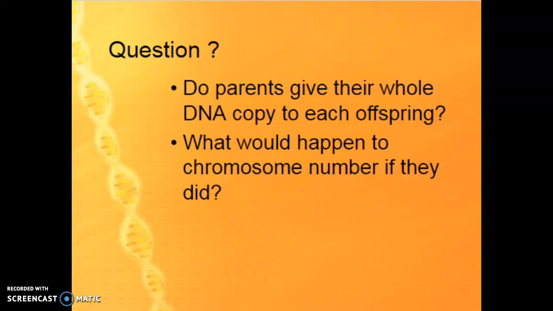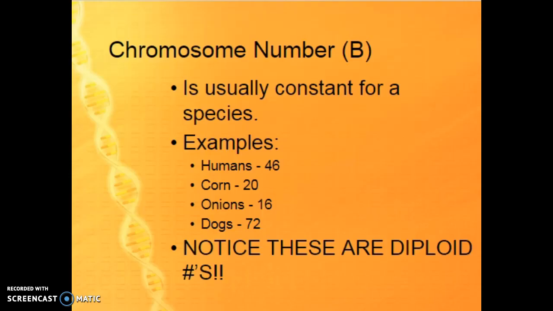Okay, so these two questions really launch our discussion of meiosis. Do parents give their whole DNA copy, so their whole genome, to each offspring? Of course, the answer to that is no. The chromosome number would double each generation if it did. So our chromosome number is essentially constant for a species.